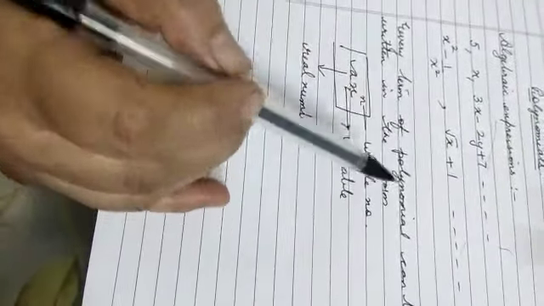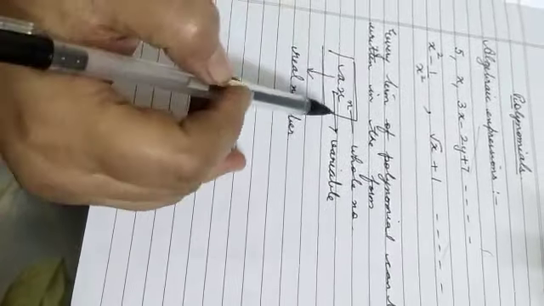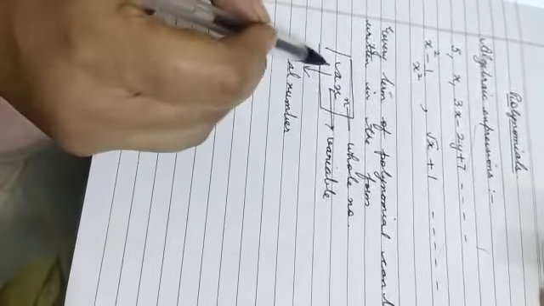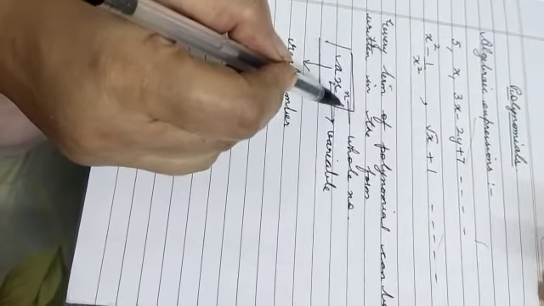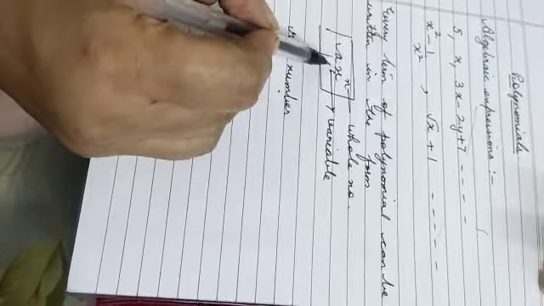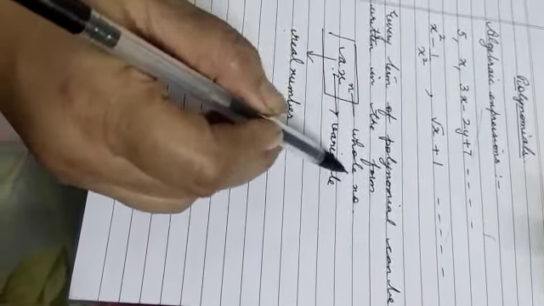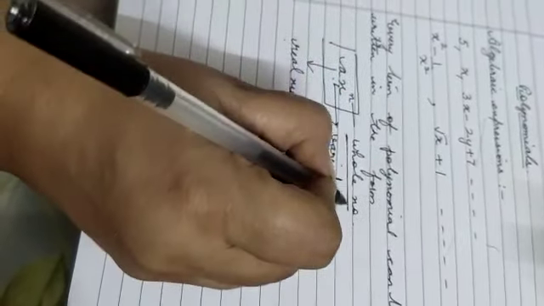Okay, so every term, what is a polynomial? A polynomial is an algebraic expression in which every term can be written in the form a into x to the power n. What is a? Any real number, x is a variable, and n is any whole number. It has to be a whole number.